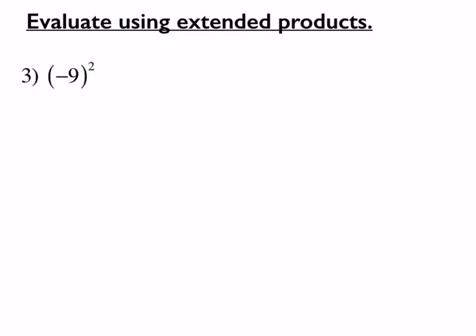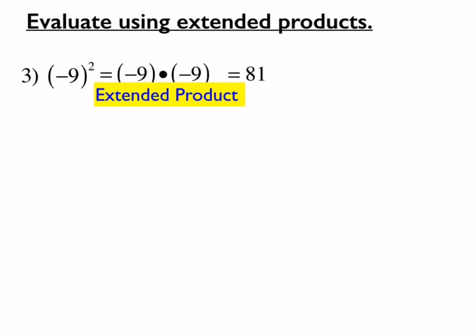Number 3 is, of course, negative 9 times negative 9, and that is 81 when we evaluate it. And I would like you to quickly finish the rest in that block. So finish through number 8.